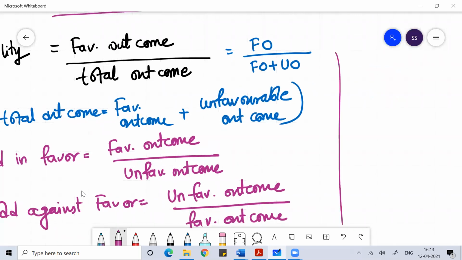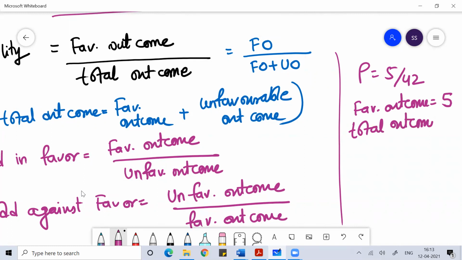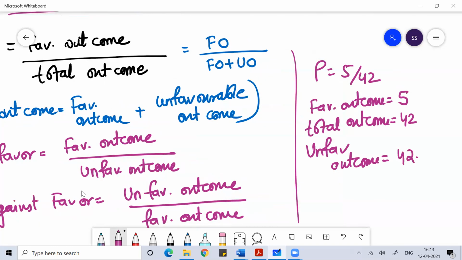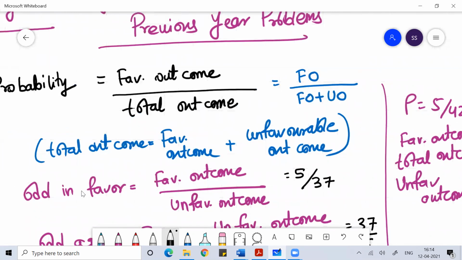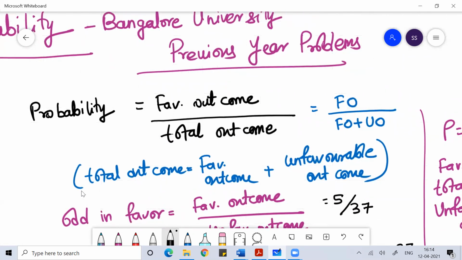Imagine your probability is 5 by 42. Here your favorable outcome is 5, your total outcome is 42, and the unfavorable outcome will be 42 minus 5, which is 37. So if your probability is 5 by 42, then your odds in favor will be 5 by 37, and your odds against will be 37 by 5. I hope you understand this. Basically, we use these concepts to understand problems on probability.